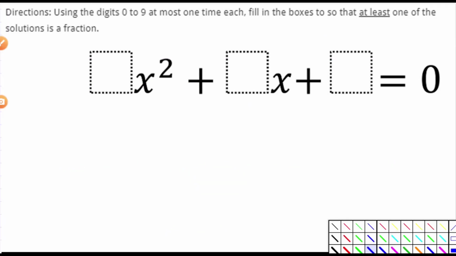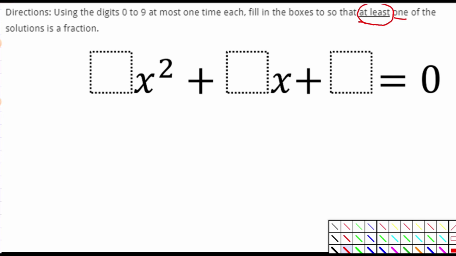Let's give this a try. Directions: use the digits 0 through 9 at most one time each. Fill in the boxes so that at least one of the solutions is a fraction. All right, cool. So as long as we make sure that one of our solutions is a fraction, we're good.